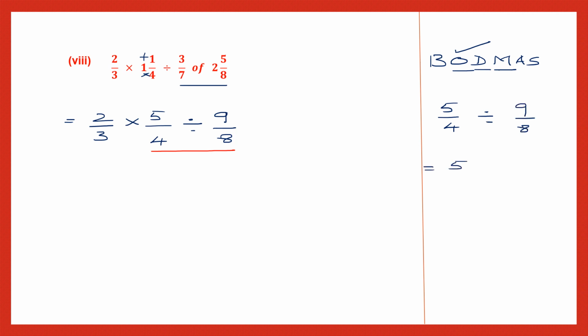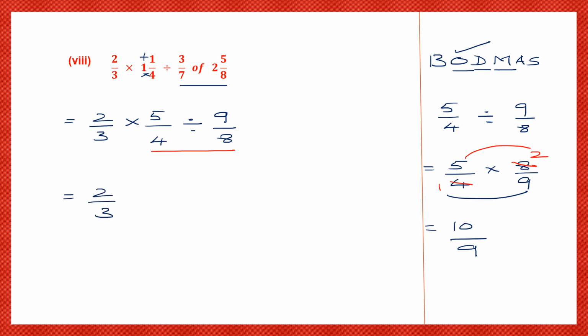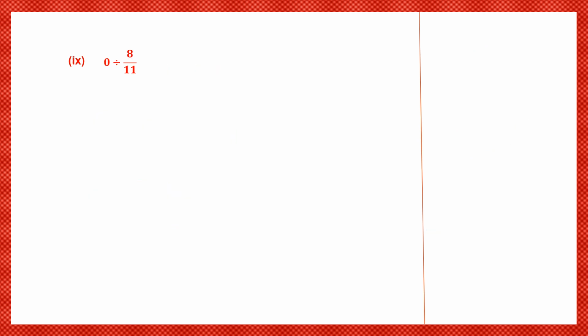So that is 5 by 4 into 8 by 9. Now cancel 4 and 8. 4 ones are 4. 4 twos are 8. Now multiply 5 into 2. 5 twos are 10 and 1 into 9, that is 9. So here what do we have? Let's put it down here. 2 by 3 into 10 by 9. Now here we have nothing to cancel. So let's multiply the numerators. 2 into 10 is 20 and the denominators 3 into 9. 3 nines are 27. So what is our answer? 20 by 27.